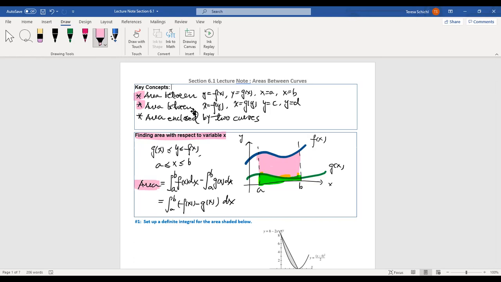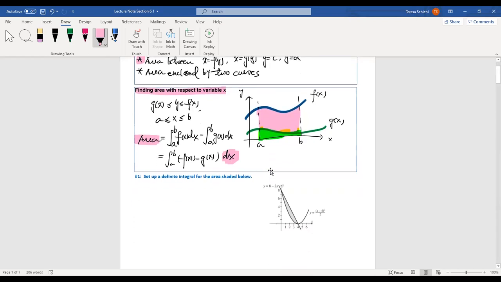Let's try to do that. You use the integration of f of x minus the integration of g of x. So you basically find the area below f of x minus the area below g of x. That's how you get the pink area, the area we try to find. That's why we say this is with respect to x, right? Why is it with respect to x? Because I'm integrating with respect to x here. So that's pretty clear, right? This is the first type.